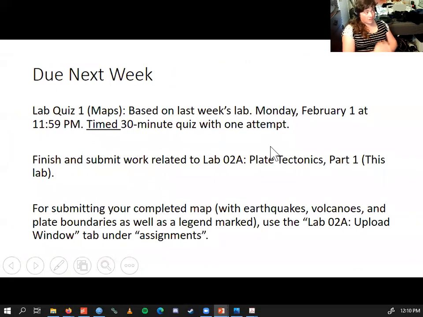But hopefully that was interesting. So next week, the lab that you're working on today is due next Monday. There is also a short quiz on the Maps lab that is also due on Monday, February 1st. And that is visible on campus, on Canvas under the quizzes tab.